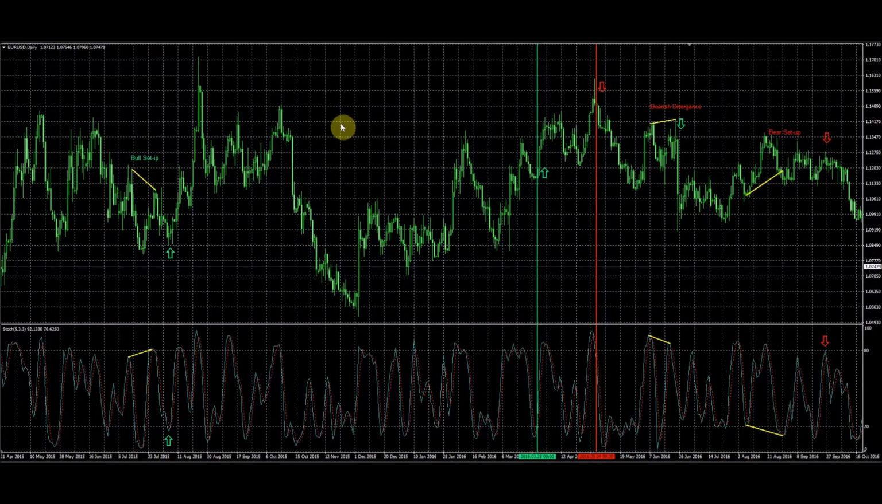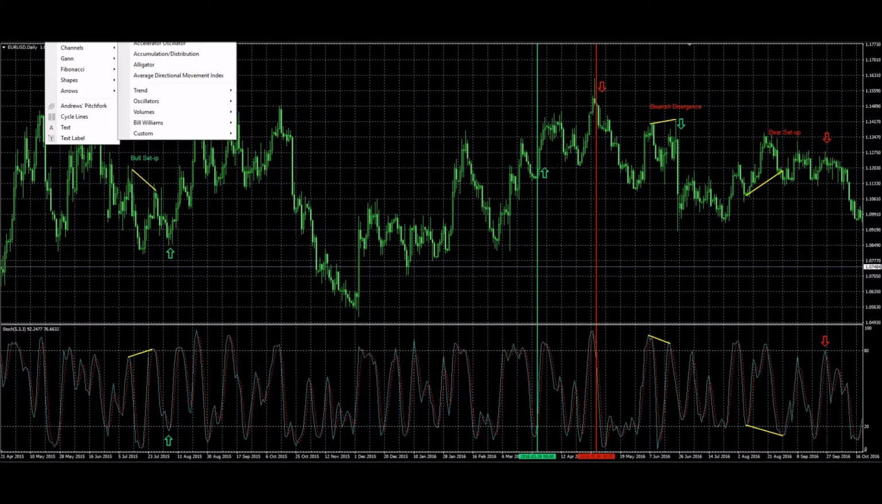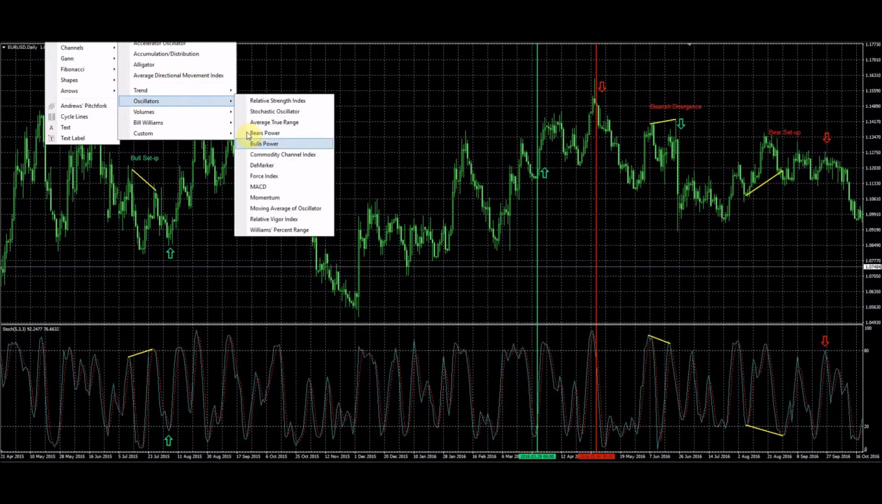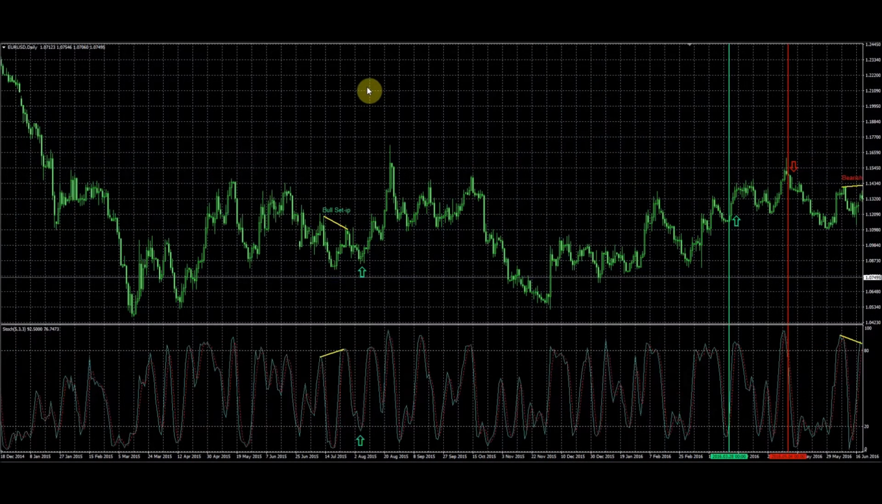First of all, I want to show you how to set up the indicator. You will go into your MetaTrader 4 platform, click on Insert, select Indicators, Oscillators, and there we go, Stochastic Oscillator. After you click on it, you will add the indicator with the default settings, and the levels will be between 80 and 20.